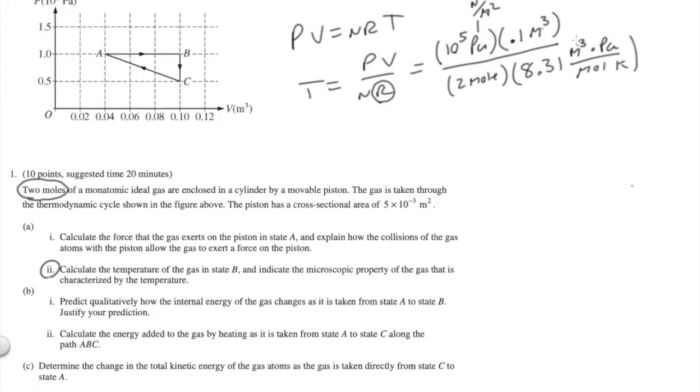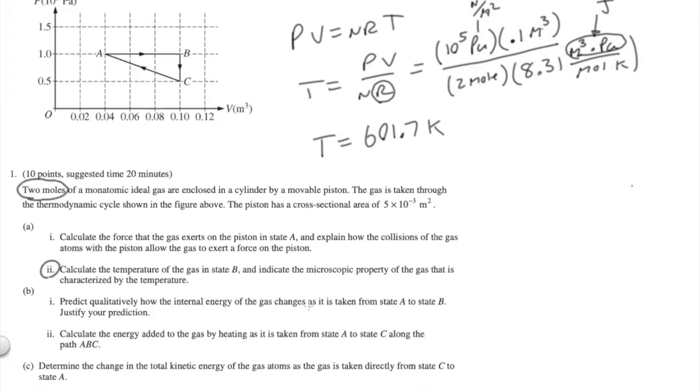If you look this up on the College Board equation sheet, you're actually going to see this as a joule. A joule is equivalent to a cubic meter times a pascal. Now the units all cancel out, everything works out great, and we get a temperature of 601.7 Kelvin.